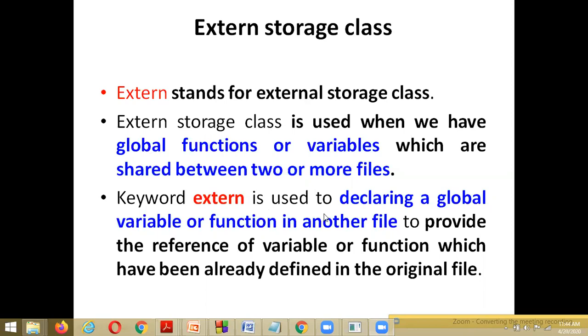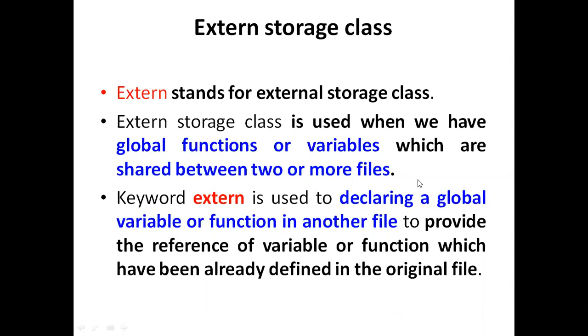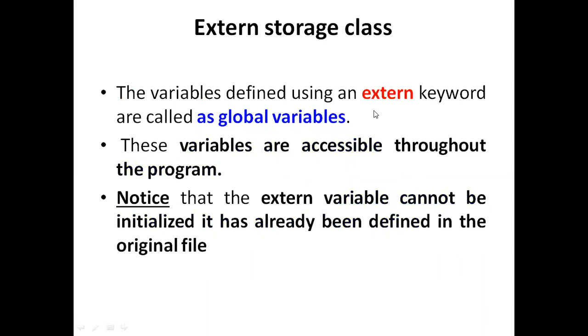From program 1 to another program 2, how are they going to be accessed? For that purpose, what keyword do we need to indicate before the variable declaration or the method declaration? The extern keyword. And extern variables are also called global variables.